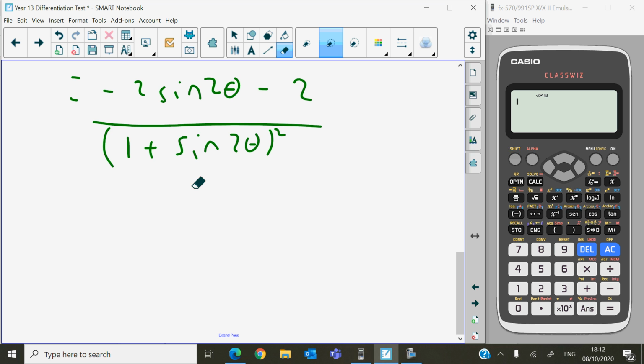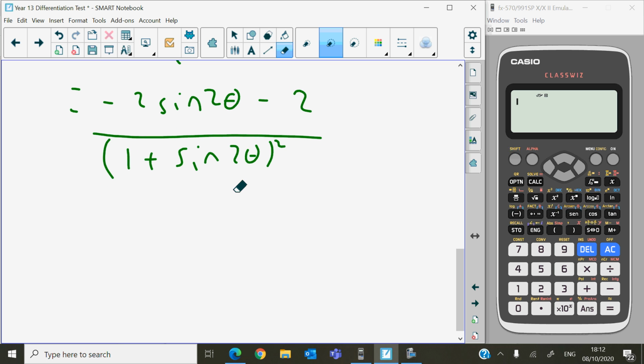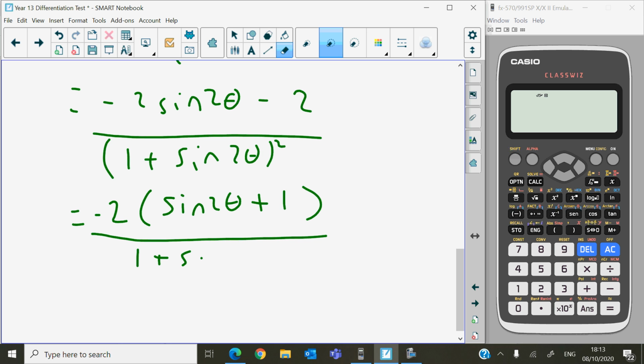And then you might think, well, what else can I factorize from the top? You can see that both of these are in terms of 2. So if I try taking out that 2 again, but even better if I take it out as a minus 2, I could write that as minus 2 into sine 2 theta plus 1. Or even better than that, because if I look at what the denominator is, the 1 plus sine 2 theta squared, you might spot that these are the same. So instead of writing it as sine 2 theta plus 1, I'm going to put the 1 at the front. 1 plus sine 2 theta.